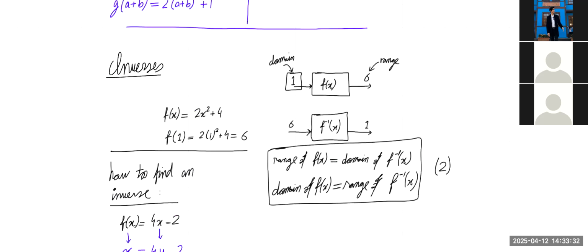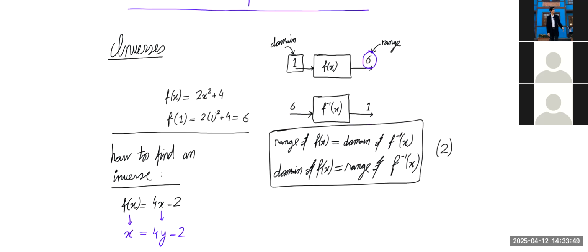Because of the fact that the output of the function corresponds to the input of the inverse, output of the function is the input of the inverse. That is why the range of the function is the same as the domain of the inverse, because output of function, input of inverse, they're the same. And similarly, domain of function is the same as the range of the inverse.